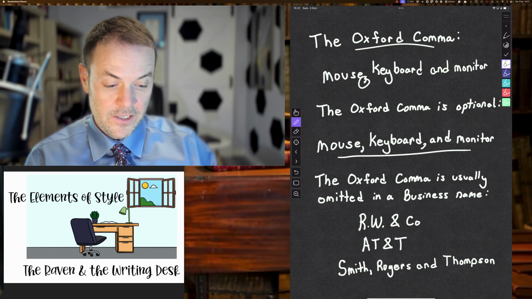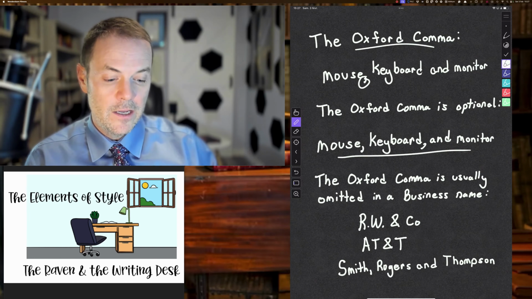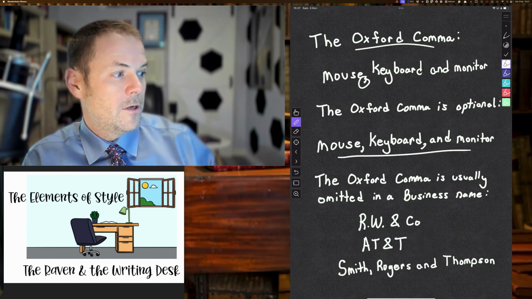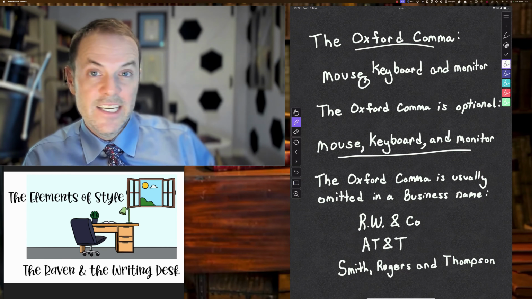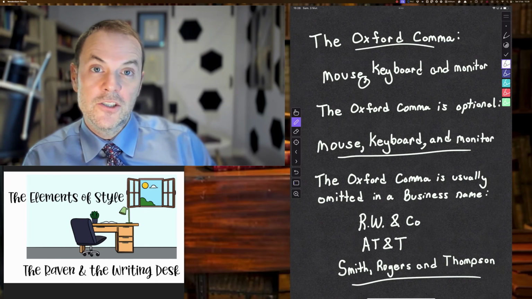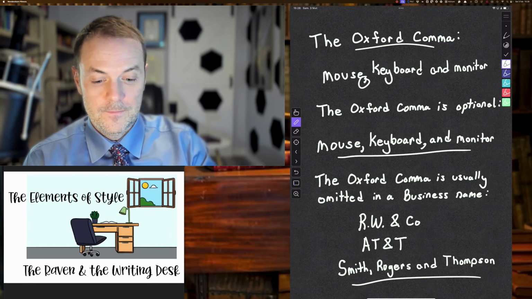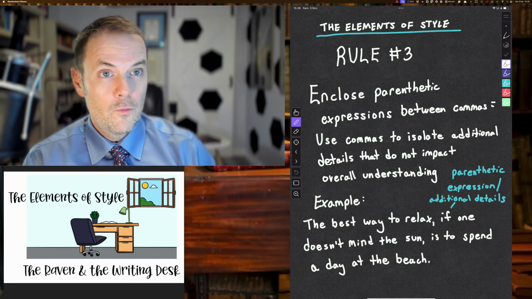What is consistent, though, is the Oxford comma is not used in branding. So, for example, the clothing company RW & Company, the communication giant AT&T, or just a law firm I made up, Smith, Rogers, and Thompson. And that is all to be said about rule number 2. Moving on to rule number 3.